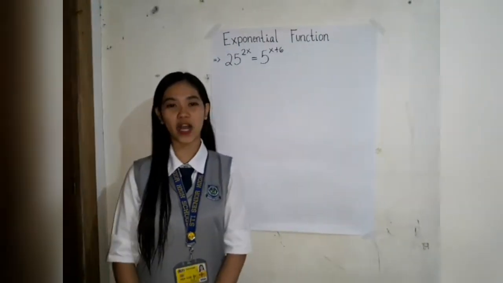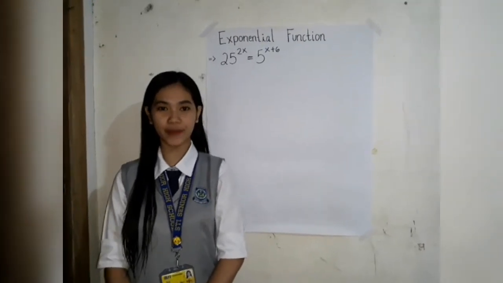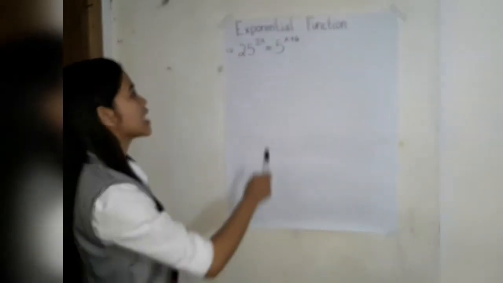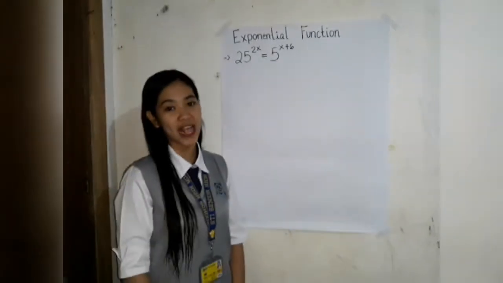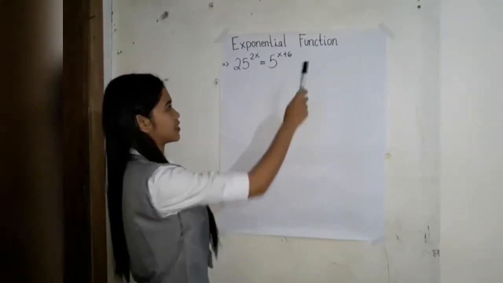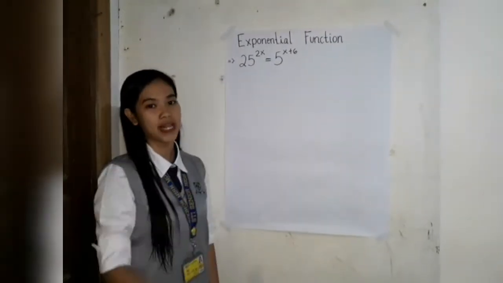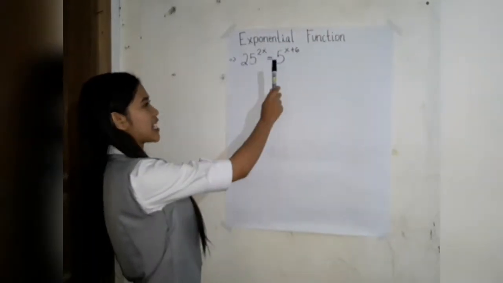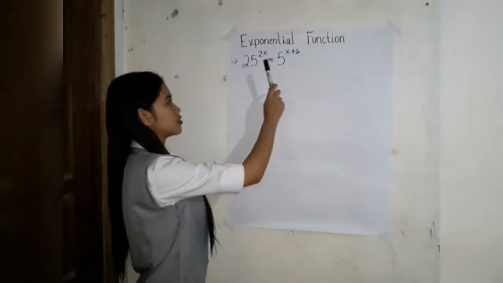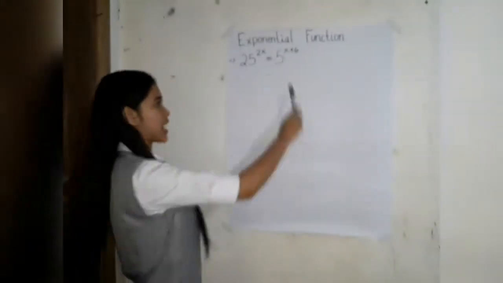So hi everyone, I am here to give another example of exponential and logarithmic function. We have here an example of exponential function which is 25 raised to 2x is equal to 5 raised to x plus 6. Before we get the exponent, we should make sure that our base is the same. As we can see, our bases are different. That's why we look for the smallest base value, which is 5.